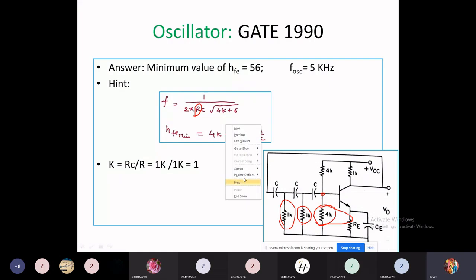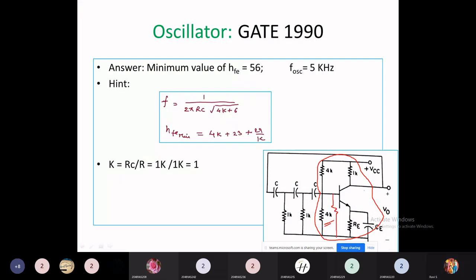Sir, why? How has this value of 4K come? If you draw the DC equivalent for this particular biasing arrangement, this 4 kilo ohm will come in parallel to this. This is clear. For DC conditions, this DC power supply will be connected to ground potential, and this 4K other end is connected to ground potential, which means here also it is connected to ground potential.